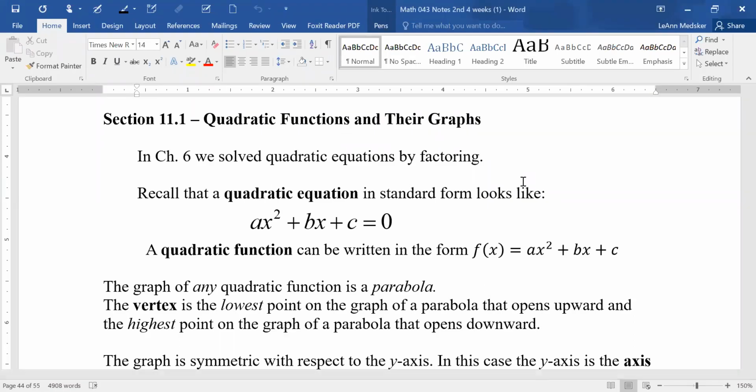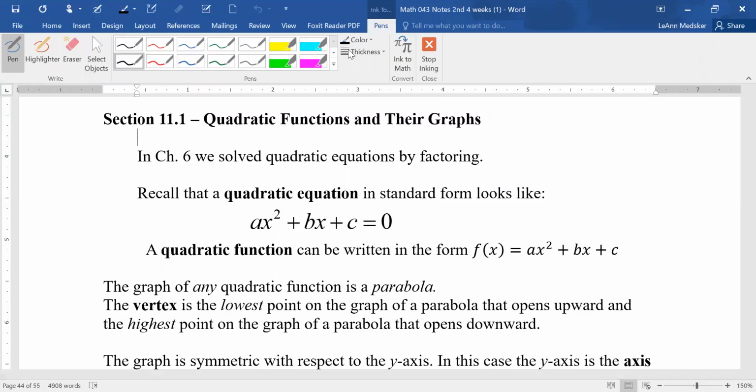All right, Math 043 students, this is the section 11.1 quadratic functions and their graphs notes. We should have covered this on Wednesday's class, and this is the video to make sure that we don't have so much to do on the last day of notes, which is Monday before our final exam, which is going to be this coming Wednesday.